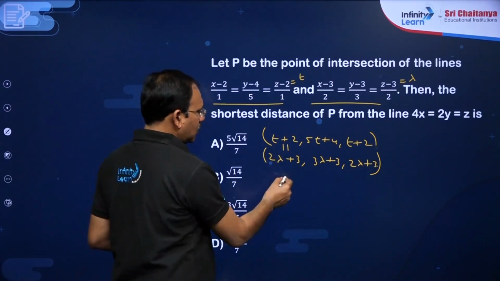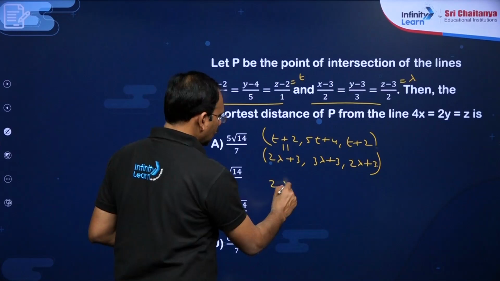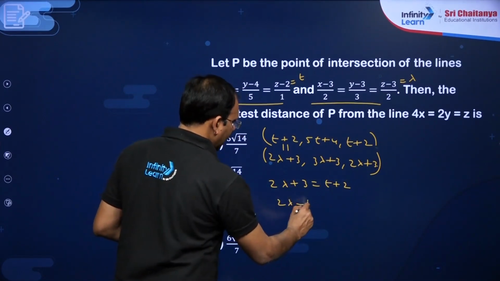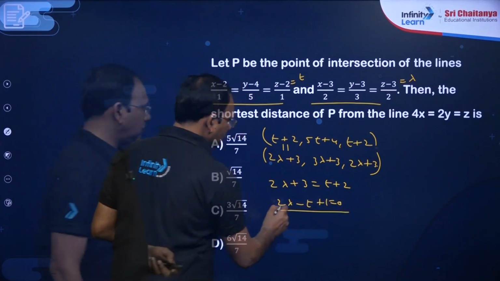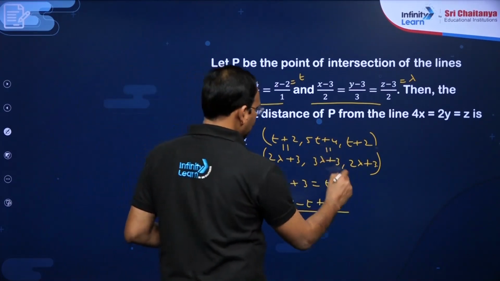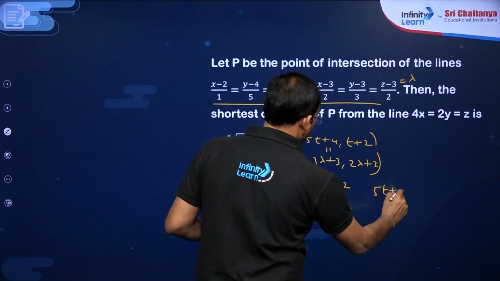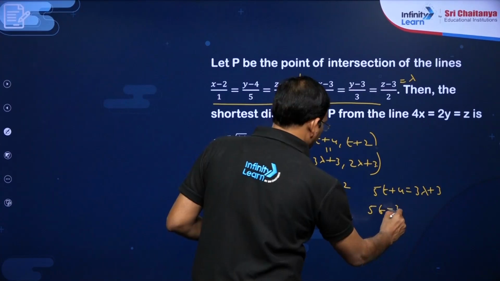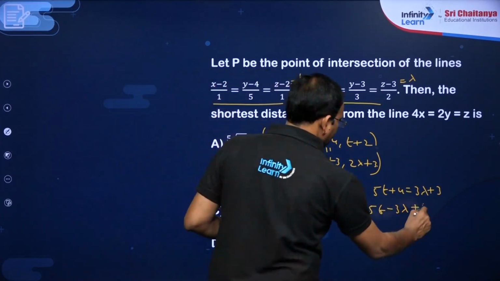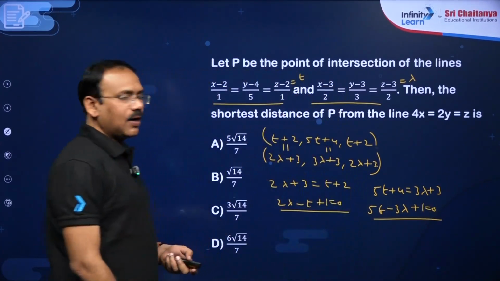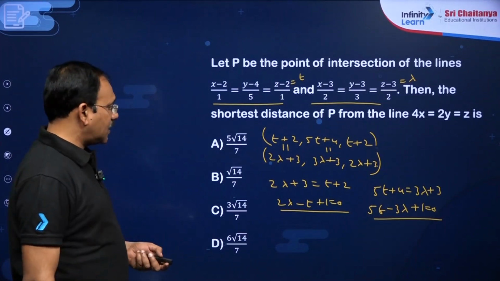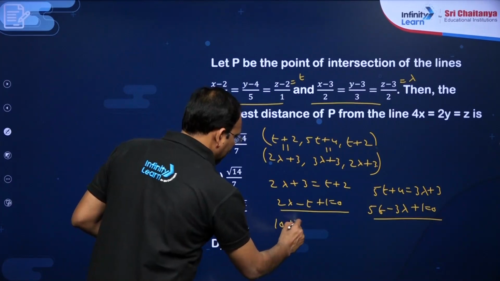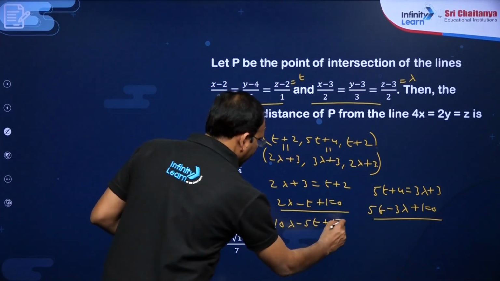2 lambda plus 3 is equal to t plus 2. So, that is 2 lambda minus t plus 1 equal to 0. Second, if you equate these two, dear students, 5t plus 4 is 3 lambda plus 3. This is 5t minus 3 lambda plus 1 equal to 0. Can you find lambda and t which satisfy this? Yes, you can. You can multiply with 5: 10 lambda minus 5t plus 5 equal to 0.